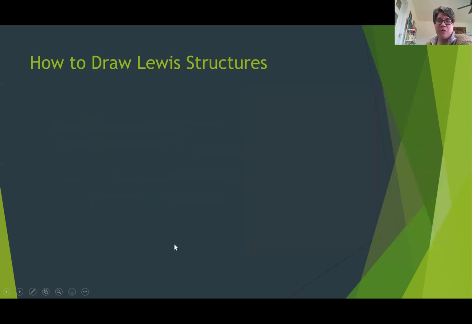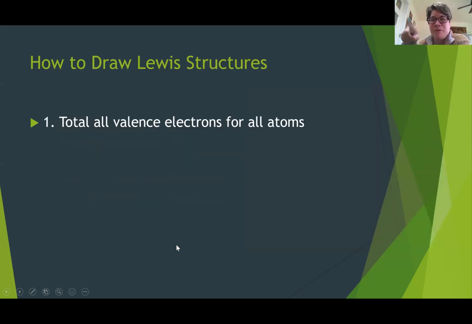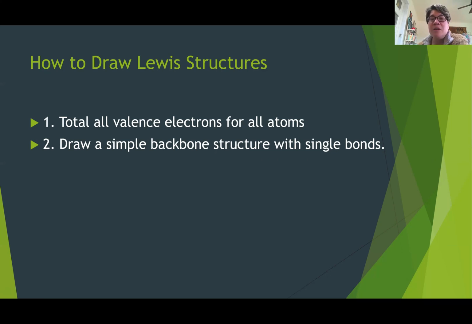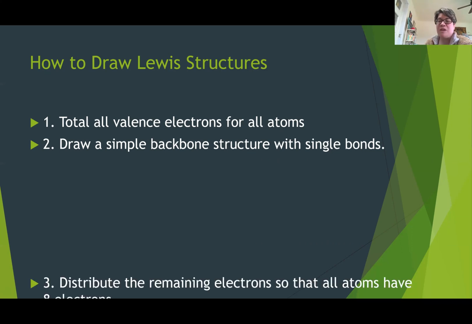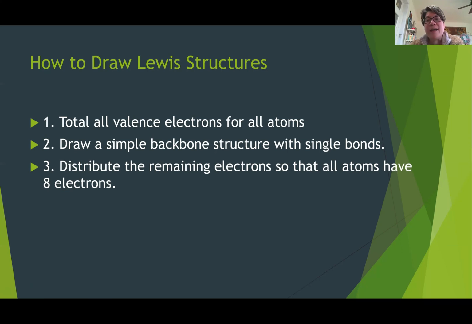So here's how you draw them. I'll put the steps and then I'll demonstrate. I can draw on here with my finger, so we'll try that. The first thing you do is you look at your molecule, you look at your formula, and you add up all the valence electrons. Remember, we're only looking at the outer valence electrons. The next step is you draw a simple backbone structure just with single bonds, and then you look at how many electrons you used up by drawing that structure, out of your total. Then you distribute the rest of the remaining electrons so that all of the atoms have 8 electrons, which is the octet rule. We want them to have 8 electrons.